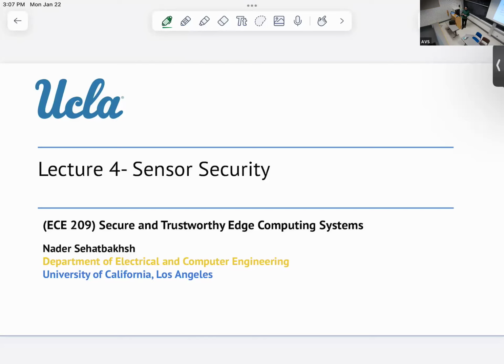So let's switch gears and start talking about sensor security, the new module. From now on, things become very system oriented, so no longer theory or math, unfortunately. I don't know if you like it or not.